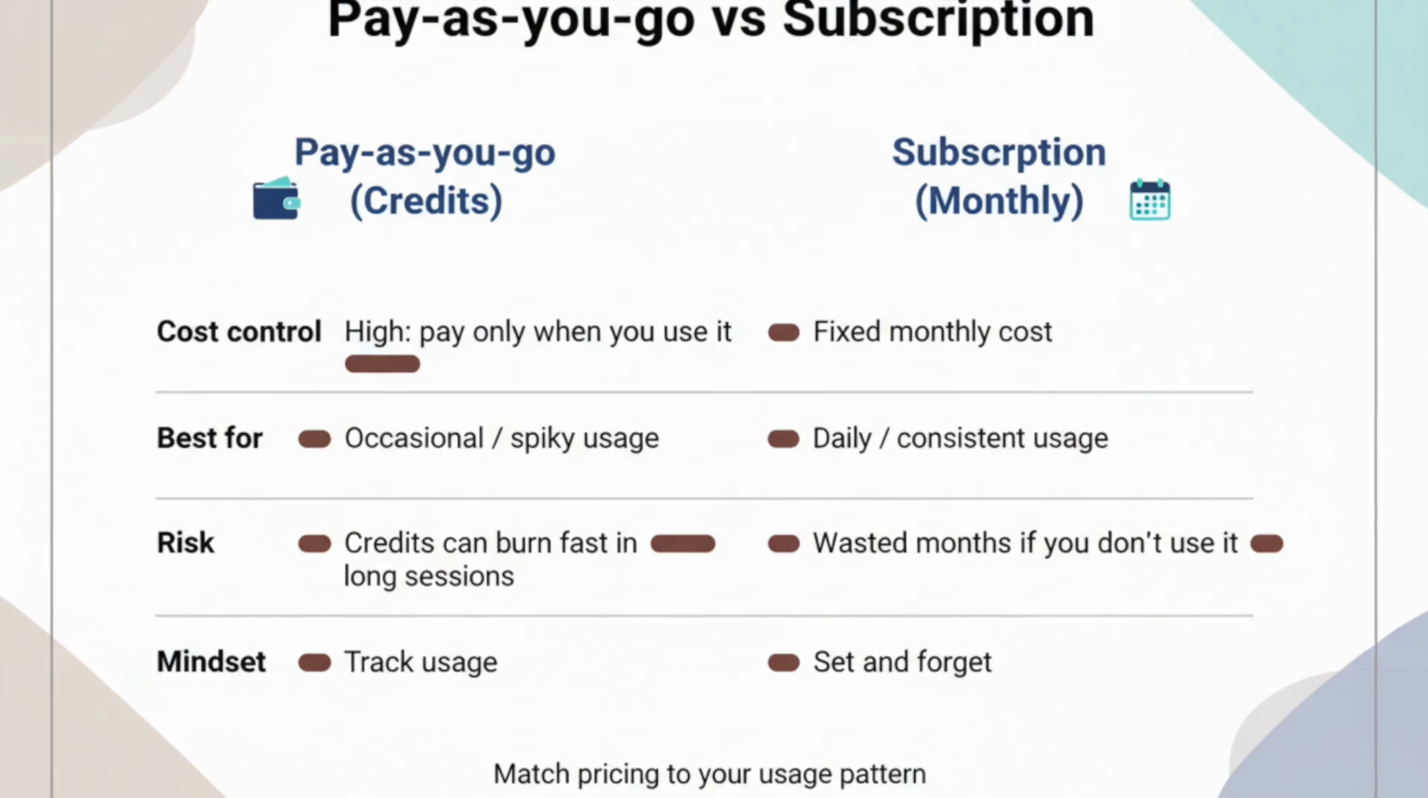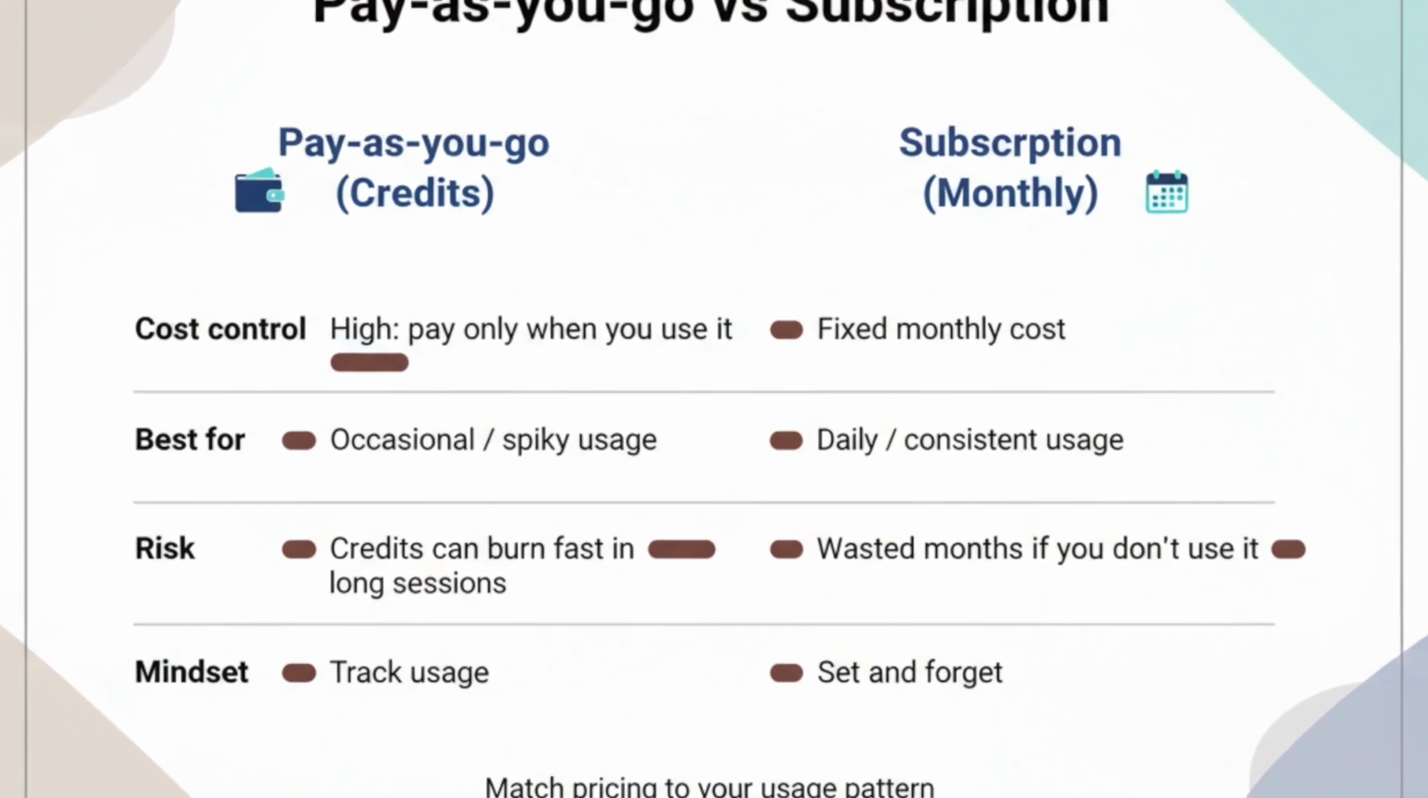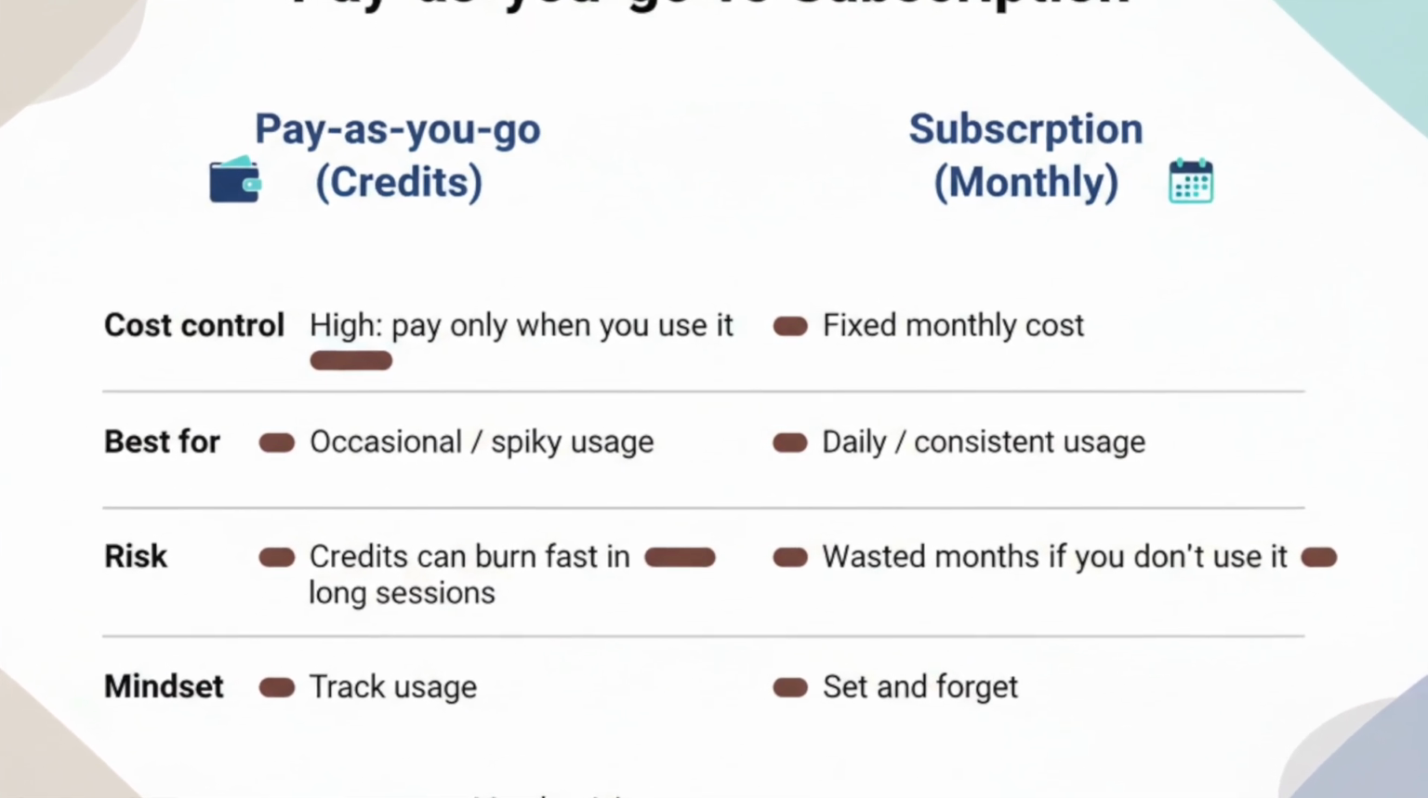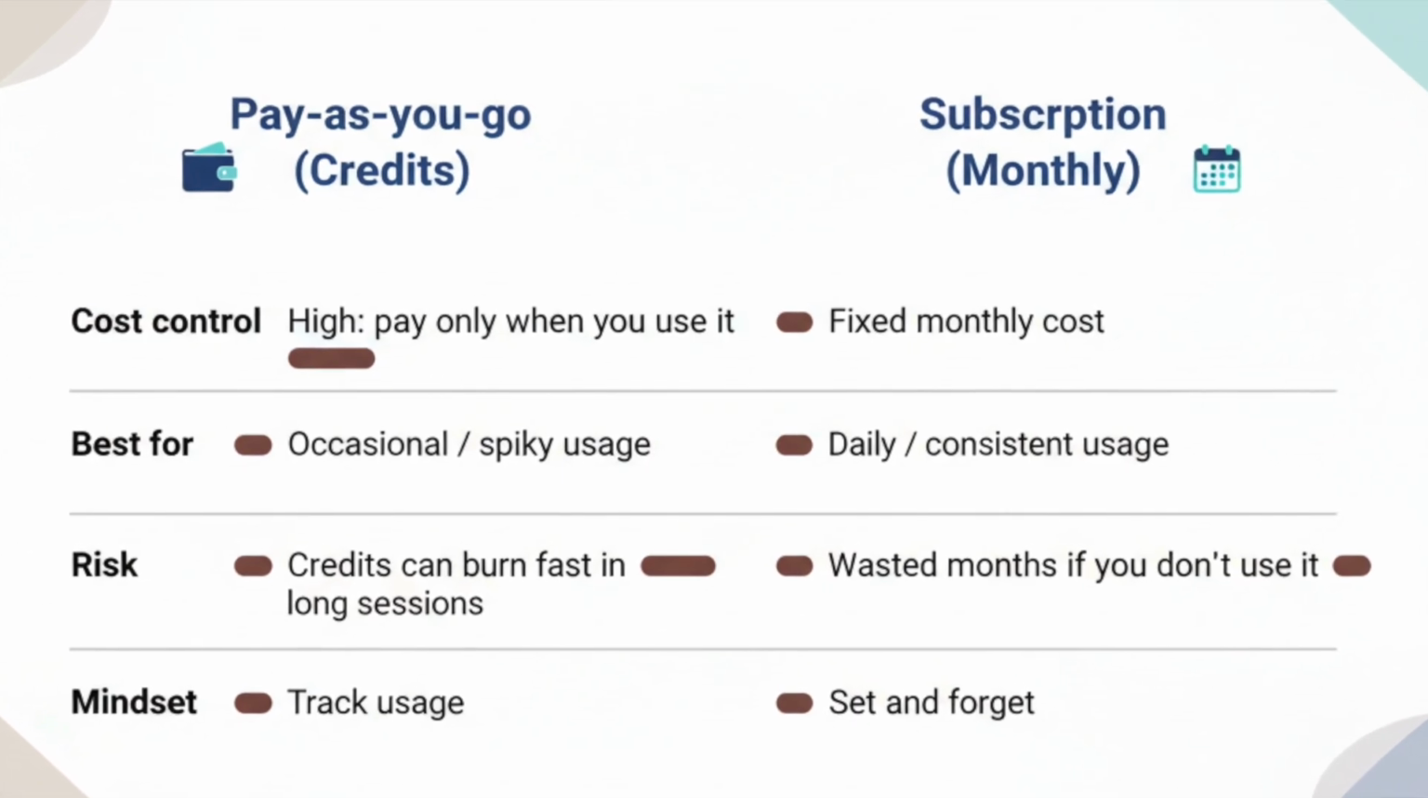Here's the problem I see with subscription for business owners. Most business owners don't code daily. They code in bursts. One week you are building an automation, next week you are not touching the code at all. Then something breaks and you need help for 30 minutes.